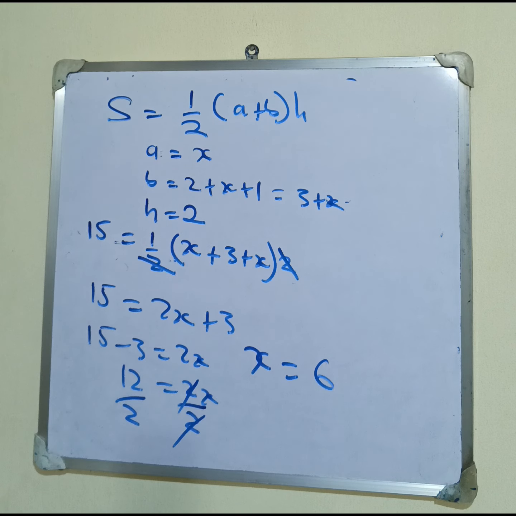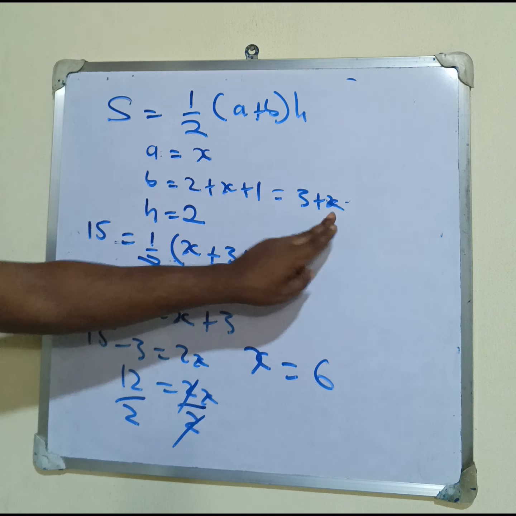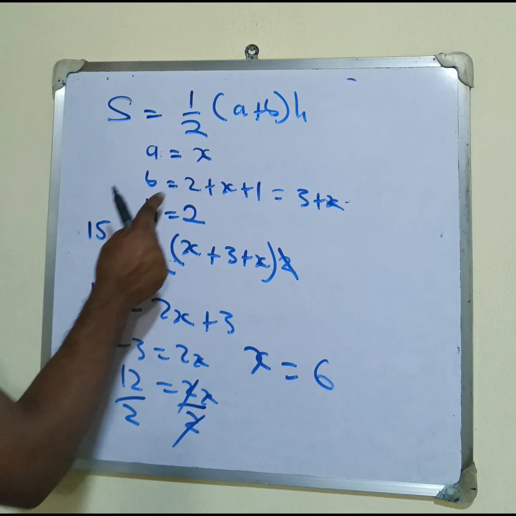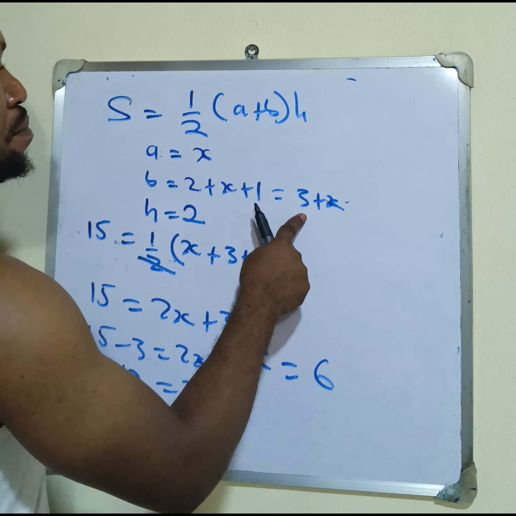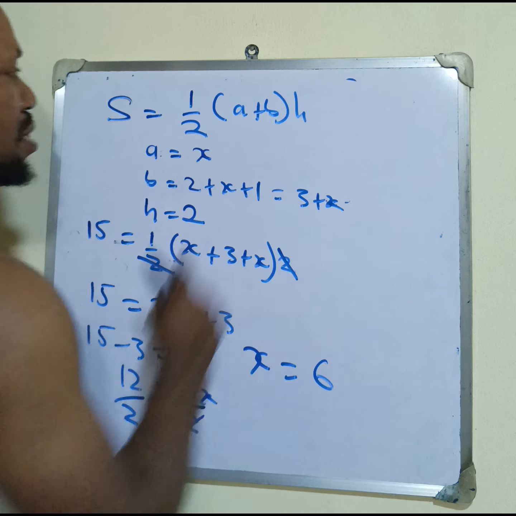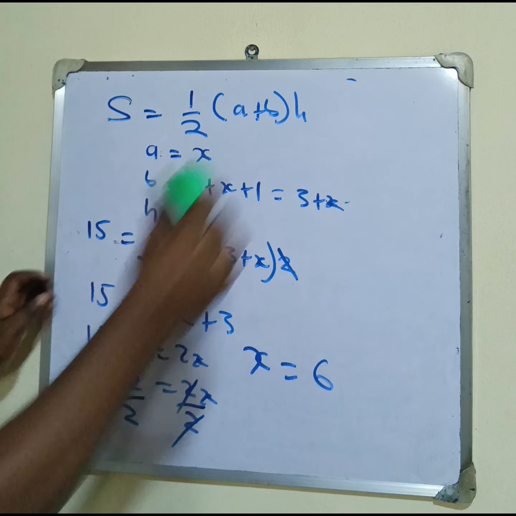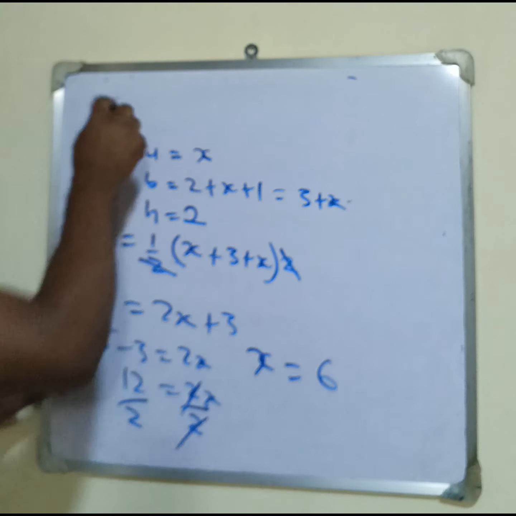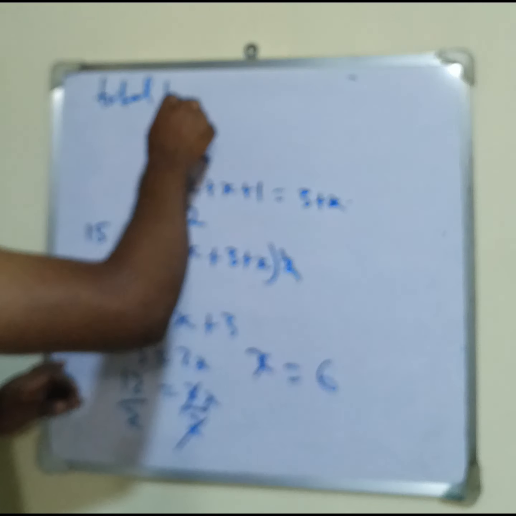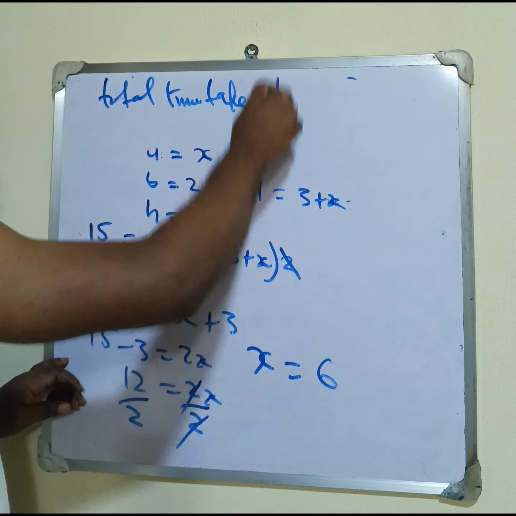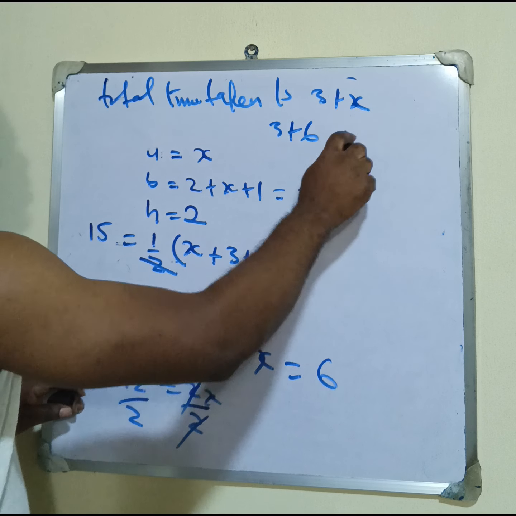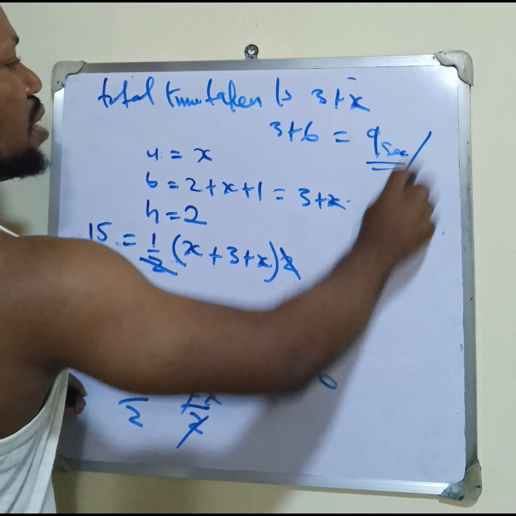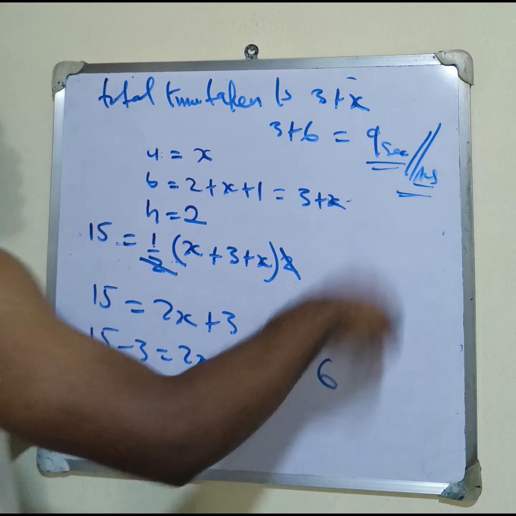So if x is equal to 6 now, we're going to put it here. The total time taken was 2 plus x plus 1. That we transform to 3 plus x. Then we have the value of x now. The total time taken for the journey will just now be 3 plus x. And you have the value of x. That is 3 plus 6. That gave us 9 seconds. That is the final answer. That is it. Done.